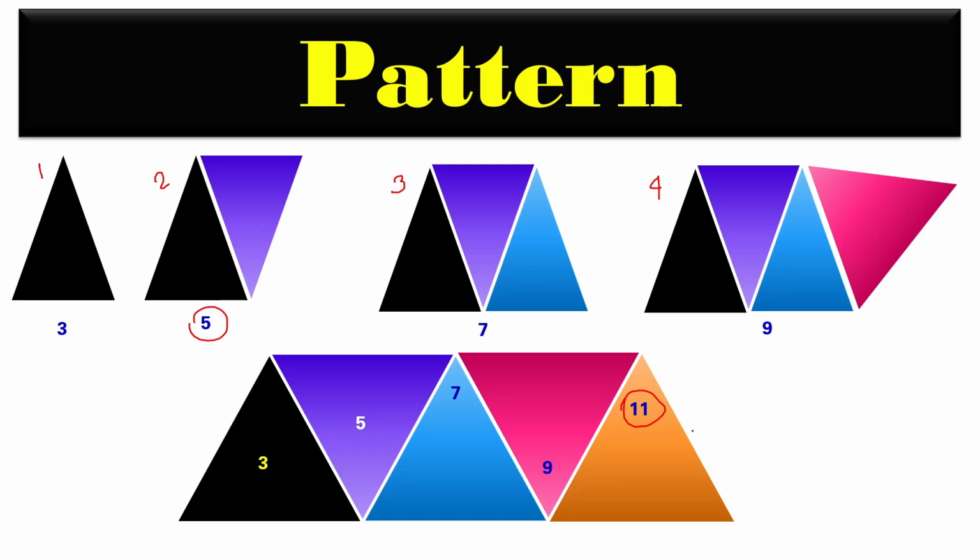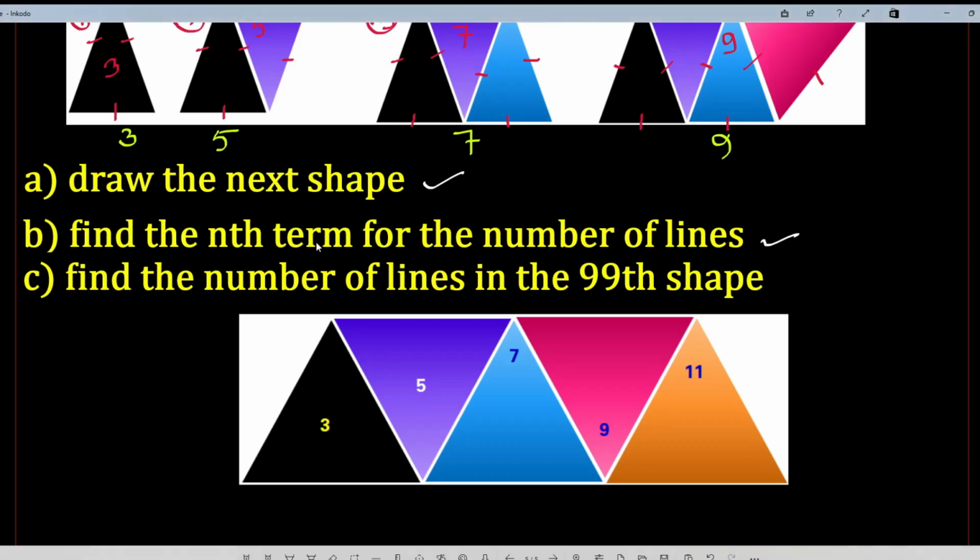Okay, so the sequence is 3, 5, 7, 9 and 11. Hope you understand this one. So part A is done.